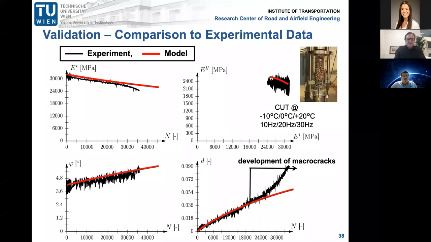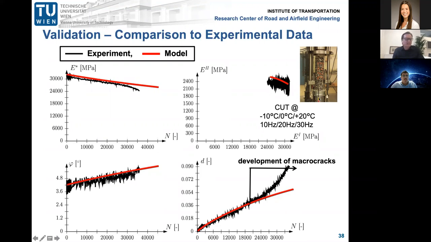And you see here the validation of this multiscale model to address the fatigue of material on the mortar scale. You see here the experiment. We have both done 4-point bending beam tests and also cyclic uniaxial tension tests.